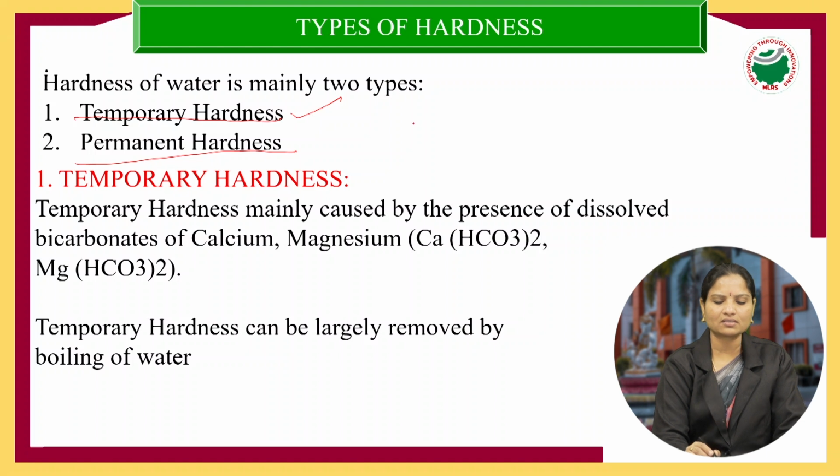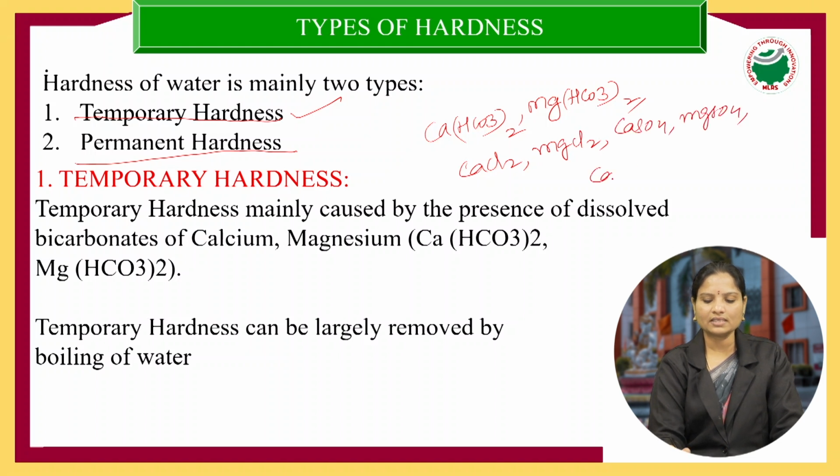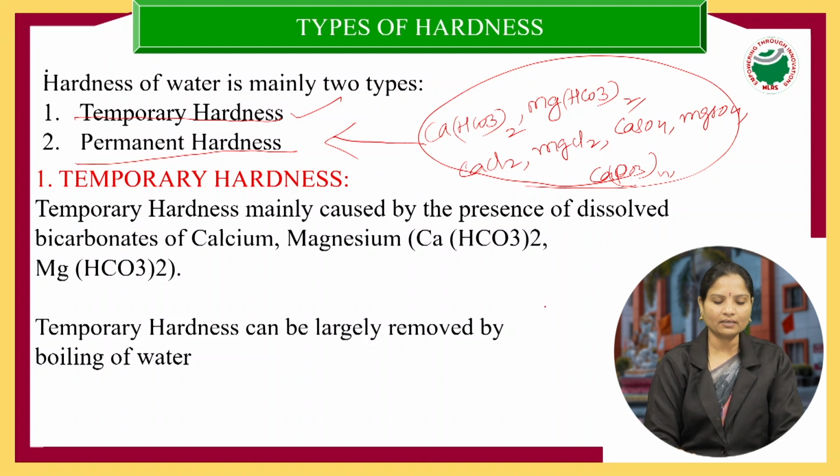First, what are the hardness causing salts? Calcium or magnesium salts are the hardness causing salts. Here, calcium bicarbonate Ca(HCO3)2, magnesium bicarbonate Mg(HCO3)2, and CaCl2, MgCl2, CaSO4, MgSO4, calcium sulfate, calcium chloride, calcium phosphate, and also magnesium phosphate. These are all the hardness causing salts. Based on the salts, we classify into two types, temporary and permanent.